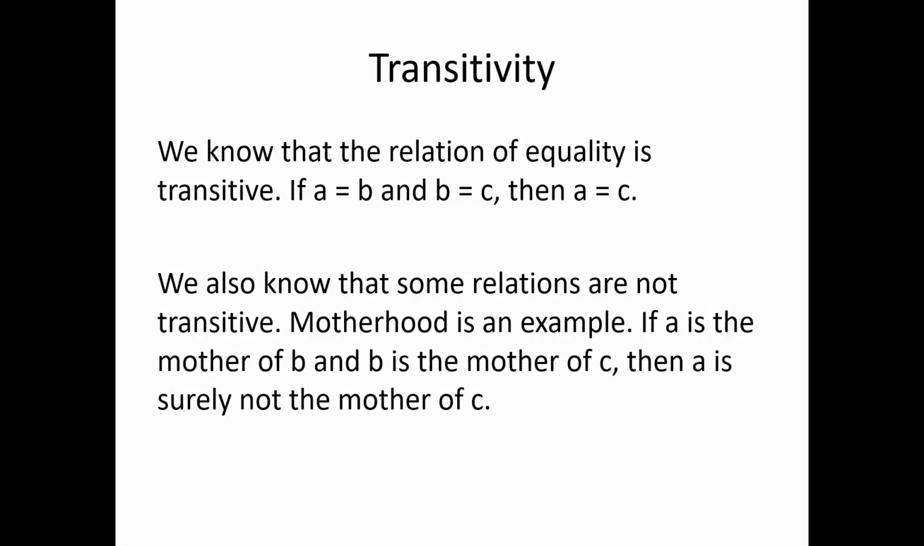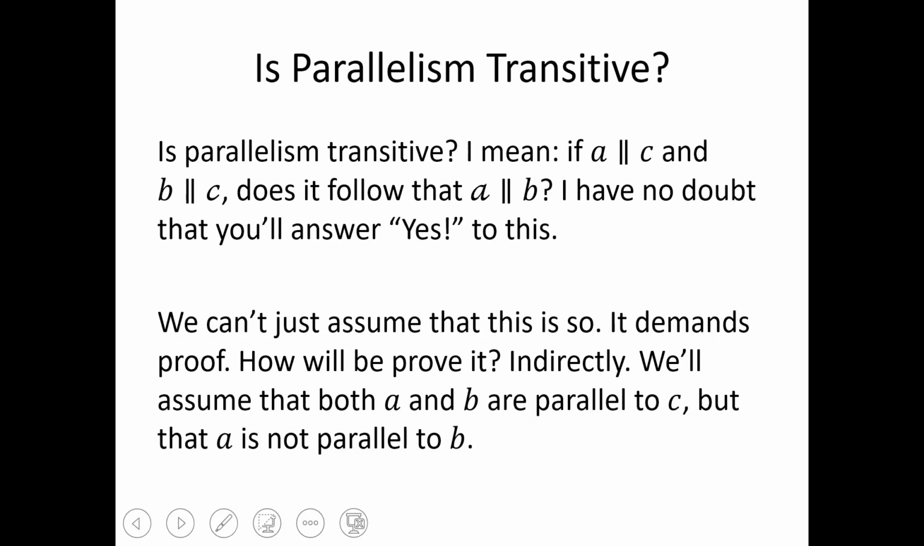And then here in mathematics, in our study of geometry, if we encounter a new relation, like the relation is parallel to, it is often a good question, is this relation transitive? So let us ask that question of the parallel relation. Is it transitive? And what that means precisely is this. If A is parallel to C and B is parallel to C, does it follow that A is parallel to B? That is, if we have two lines each parallel to the same third line, does it follow that those two lines are parallel? And no doubt you'll say yes. That seems quite obviously true.